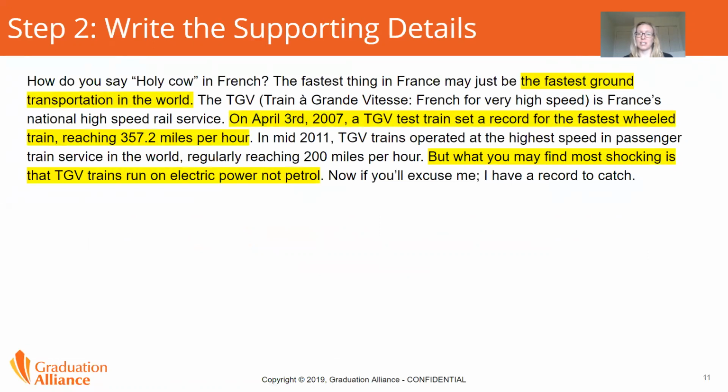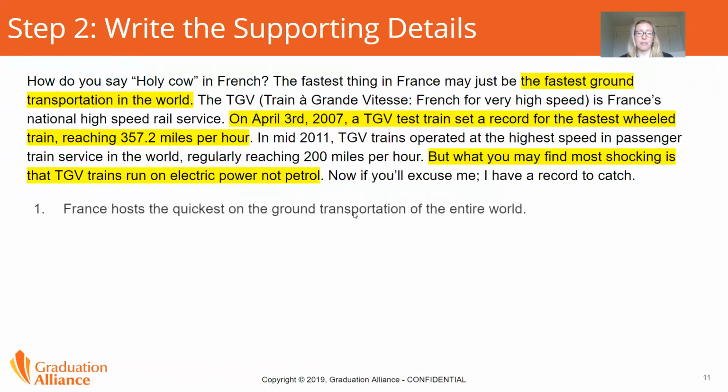identification of the supporting details, because then I have to put it in my own words. I can't just take from the text and put it in the summary, because that's plagiarizing. I have to write everything in my own words. So I've identified the supporting details here, highlighted, and then I've written them in my own words. I'm going to read the highlighted version, and then I'll read the one written in my own words.